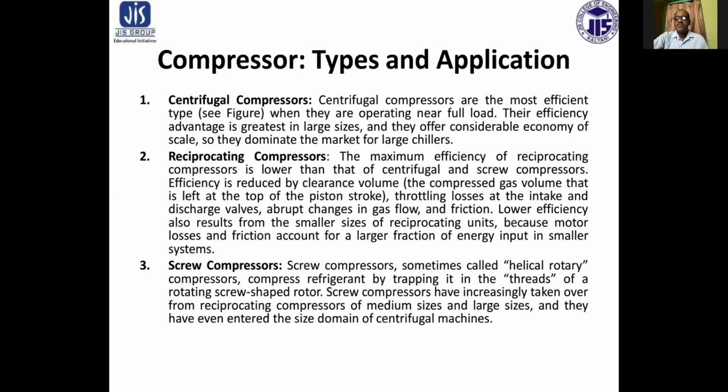Screw compressors, sometimes called helical rotary compressors, compress refrigerant by trapping it in the thread of a rotating screw shaped rotor. Screw compressors have increasingly taken over from reciprocating compressors for medium and large sizes, and they have entered the size domain of centrifugal machines.